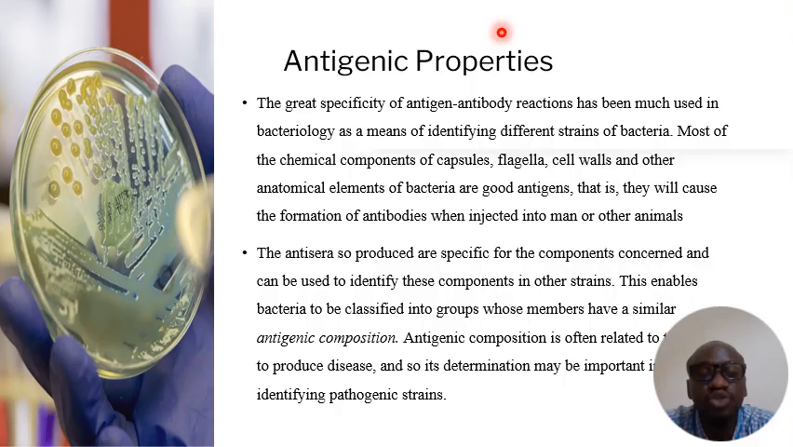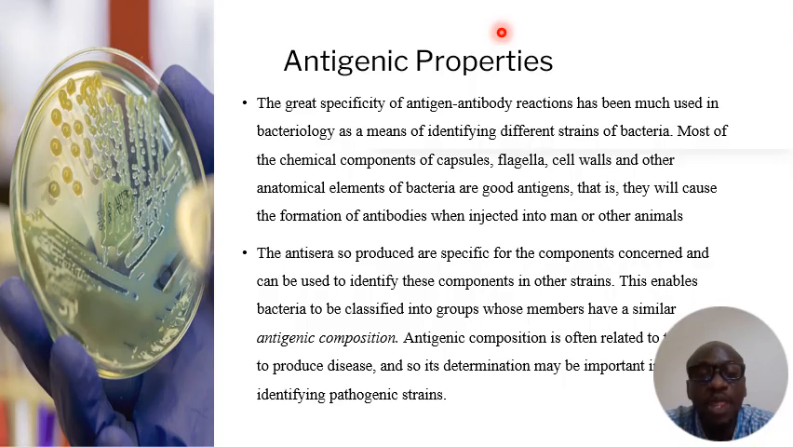And they have structures that are called antigens, which help them in triggering immune responses. They have the capsules, they have the flagella, they have the cell wall, and other anatomical elements that are found in their cells. When these components are introduced into animals or humans, they stimulate the production of specific antibodies. So the resulting antisera can then be used to identify the bacterial strain.